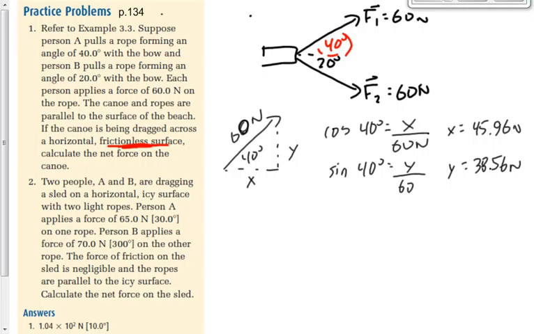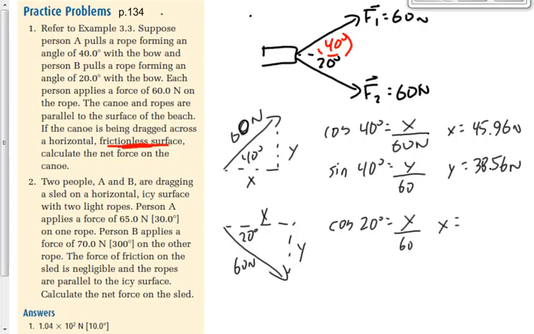Let's do the other angle now. Let's say 20 degrees, 60 newtons. This is x, this is y. Let's say cosine 20 degrees is equal to x over 60. What does x equal there? 60 cos 20? 56.38 newtons. And let's do the same thing for the y component, except use sine. What's the y component equal there? The opposite side of that triangle. What is it? 20.5. Keep going. 20.50. Okay. Thank you.